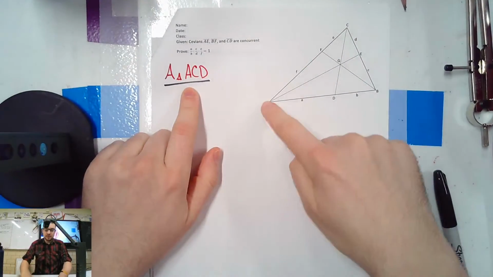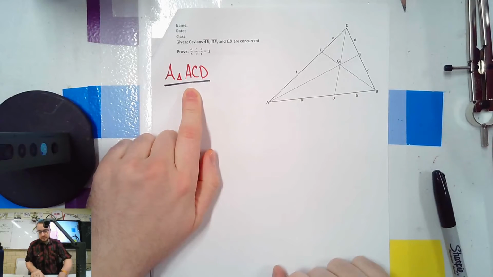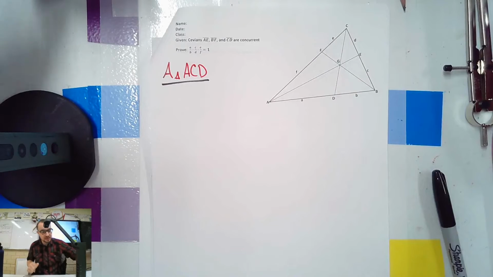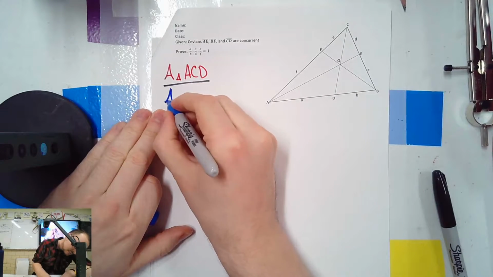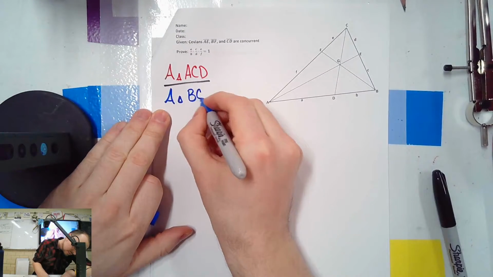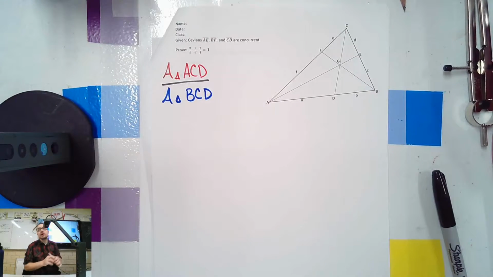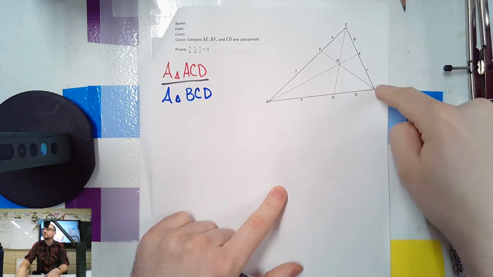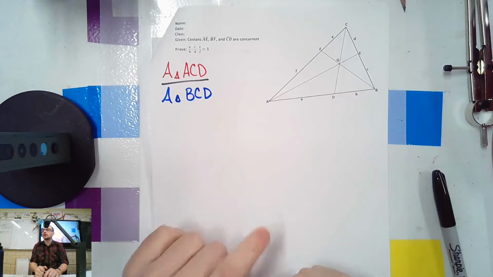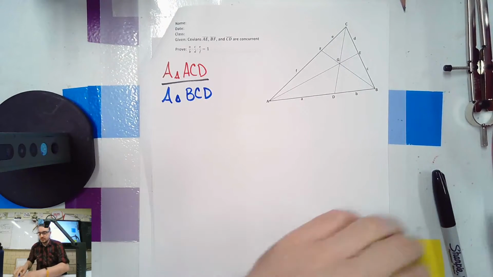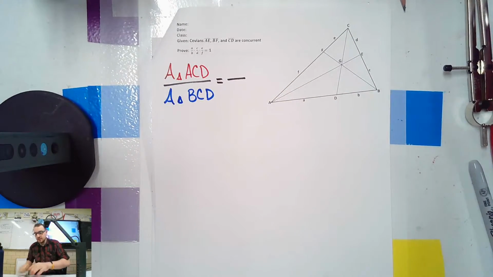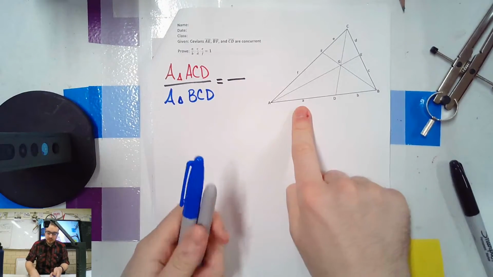So the area of this triangle, ACD, should be the same proportion as area BCD. Does everybody see what triangles I'm talking about? This triangle here and this triangle here. The left side and right side big triangles. Cool. And they should relate the same way as their bases do. Base A, base B.